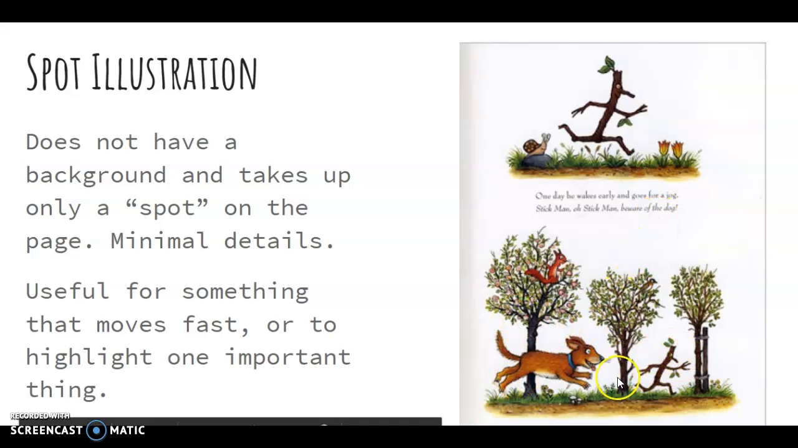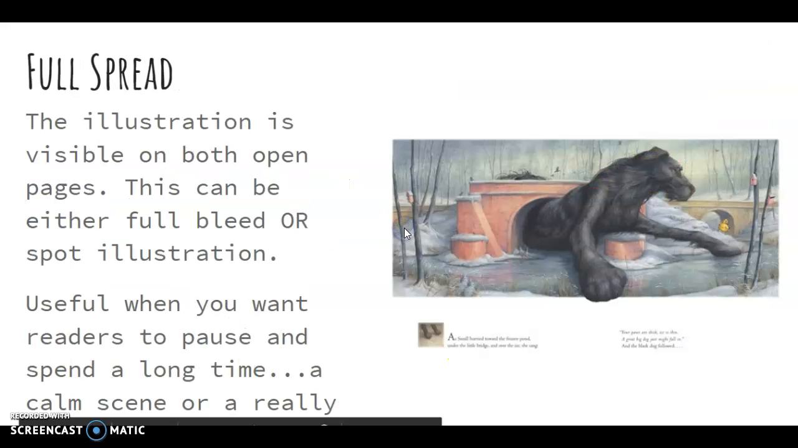You can see below, Stickman is running from the dog, and we're seeing the dog and Stickman's. This is important. This is all we need to know. And of course they have a couple of other details to make the illustration look interesting, but not distracting. It's fast. You wouldn't stay on this page for very long. You would look at it, see the dog is chasing him, and turn the page.